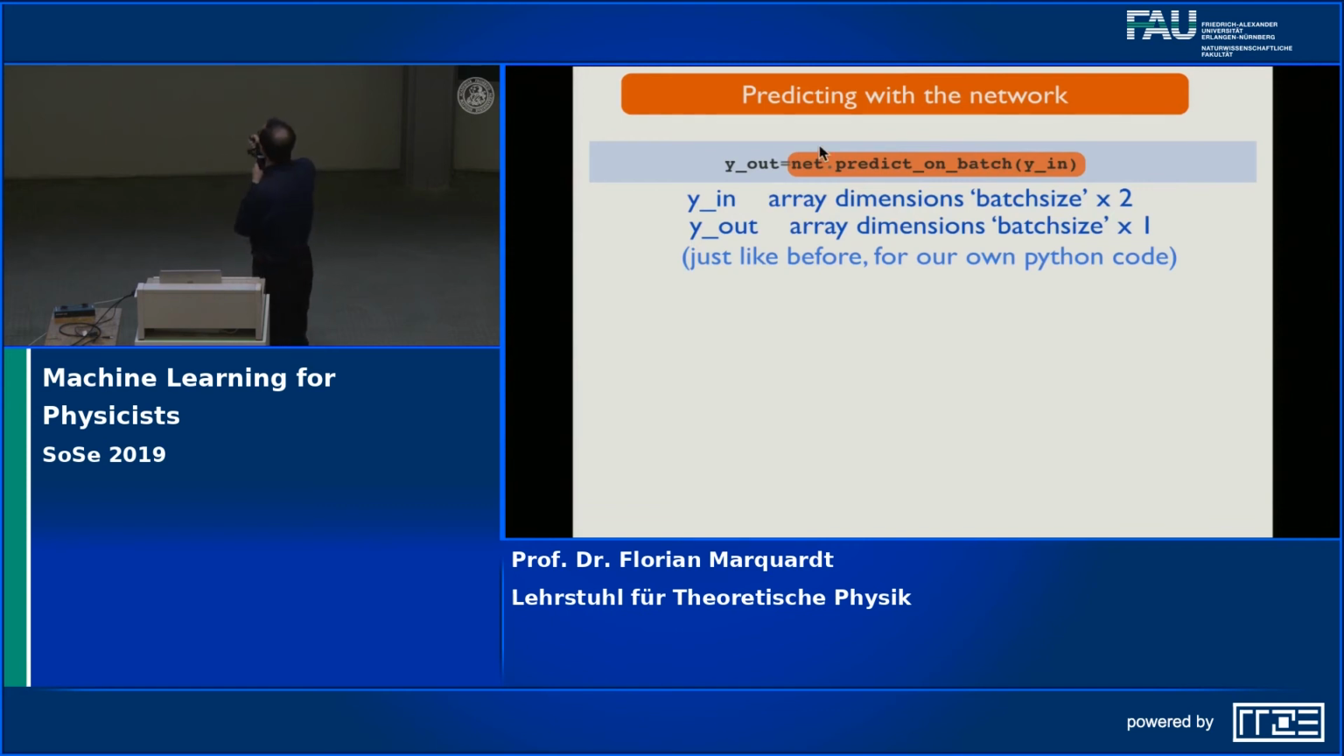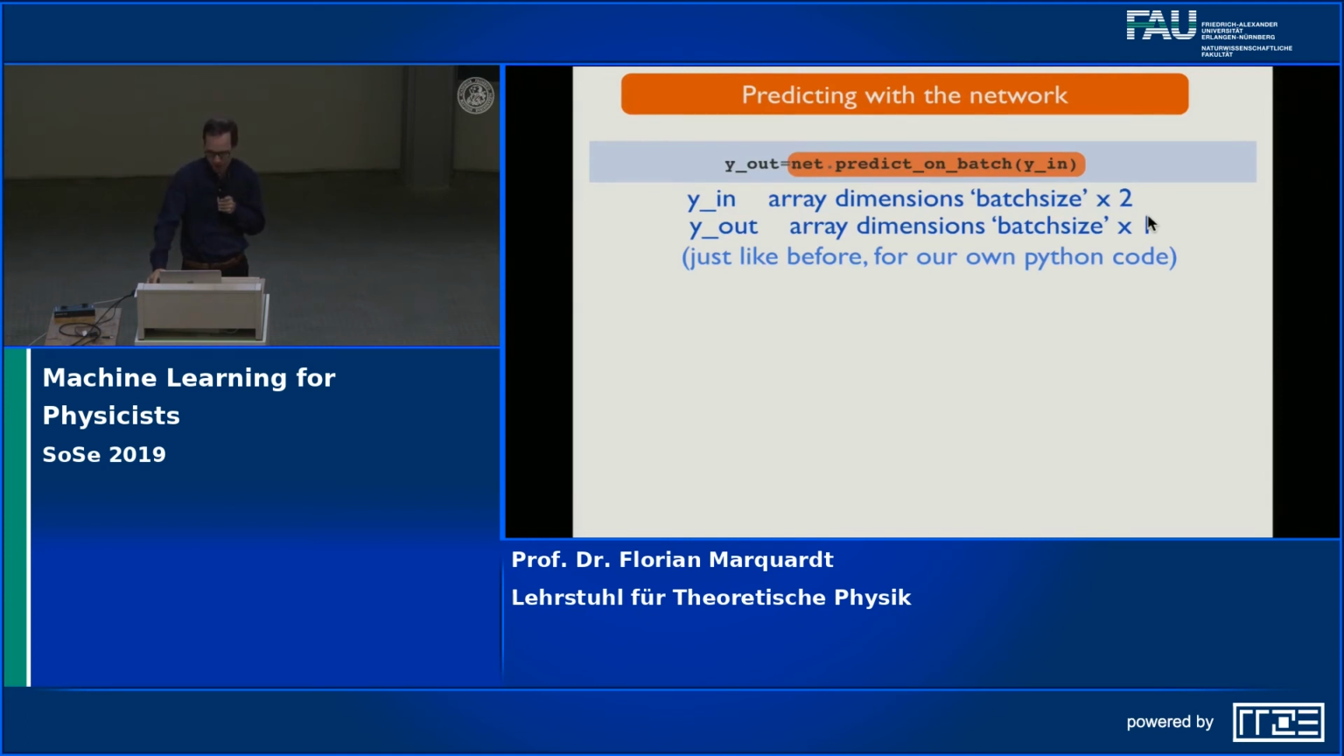Here you would just use the Keras routine predict on batch. The input is again such an array that specifies all the input values. Now, of course, you don't need to specify any target values because there are none. You want the network to tell you what's the correct output. And so that will be the return of this function. So y out will now hold an array of dimensions batch size times the number of output neurons. So these are the predictions of your neural network.